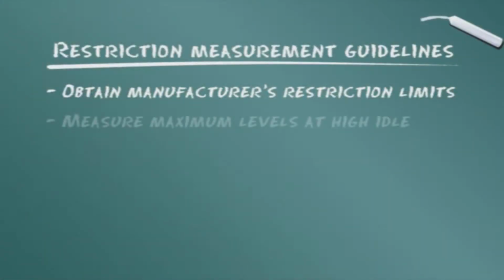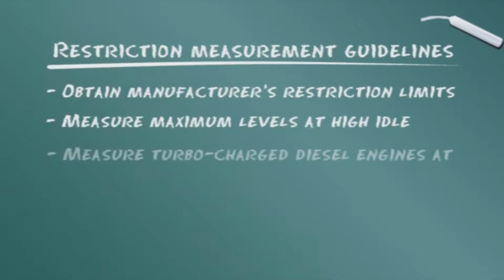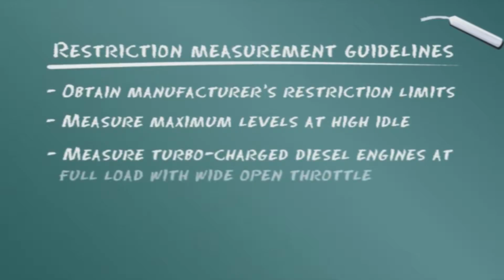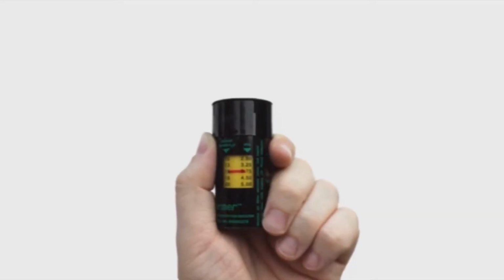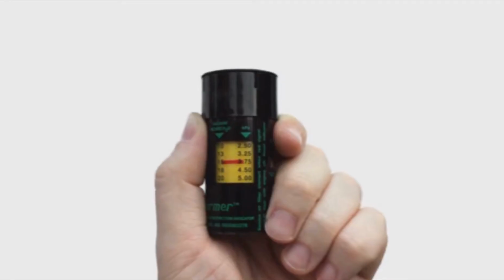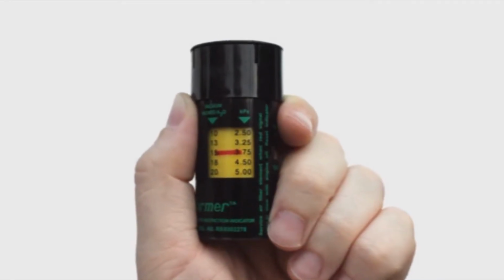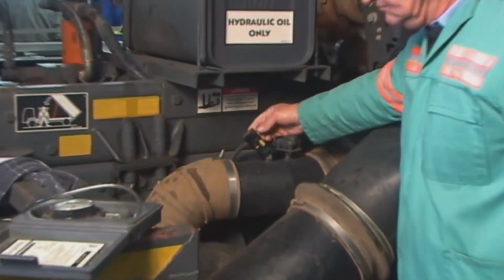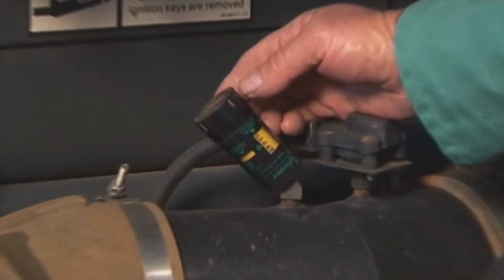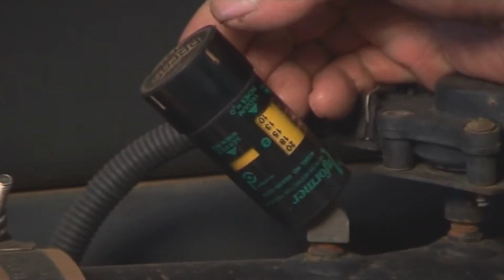Maximum levels are measured at high idle with no load for naturally aspirated and supercharged diesel engines. Turbocharged diesel and gasoline engines are measured at full load with a wide-open throttle. Methods for measuring restriction for on-road and off-road applications may vary. The use of a graduated locking step restriction gauge, however, will give an actual peak reading during vehicle operation in each environment. Before we take an overview of key Donaldson restriction measuring tools, here are a few points to remember.